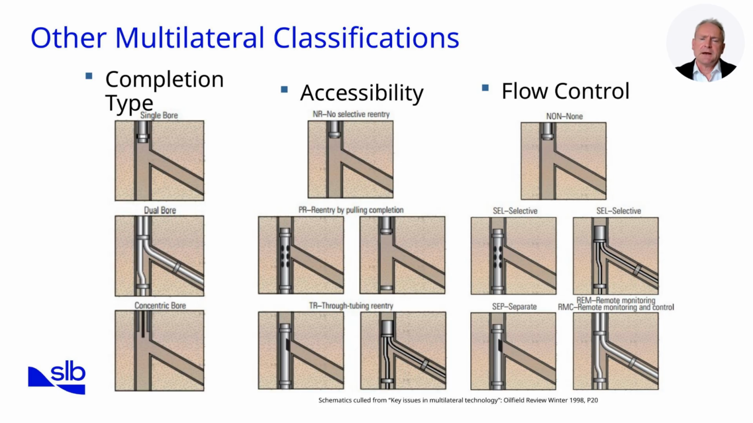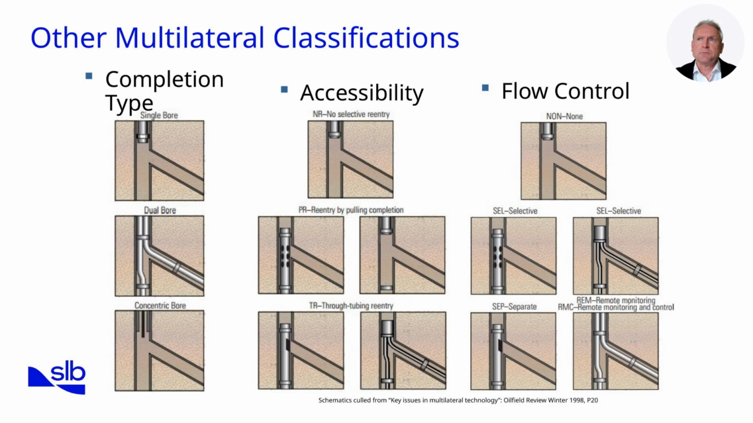While the TAML scheme is the most widely adopted way of classifying multilaterals, it is not the only system. Other frameworks exist, and these tend to focus less on junction integrity alone and more on practical aspects of how the well will be completed, accessed, and controlled. The first dimension is completion type. Here we can distinguish between single bore, dual bore, and concentric bore designs.